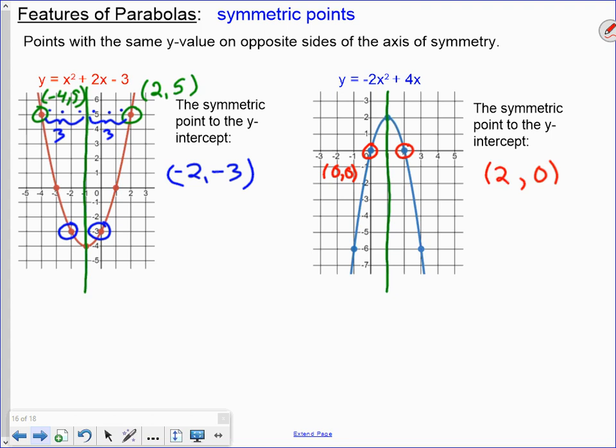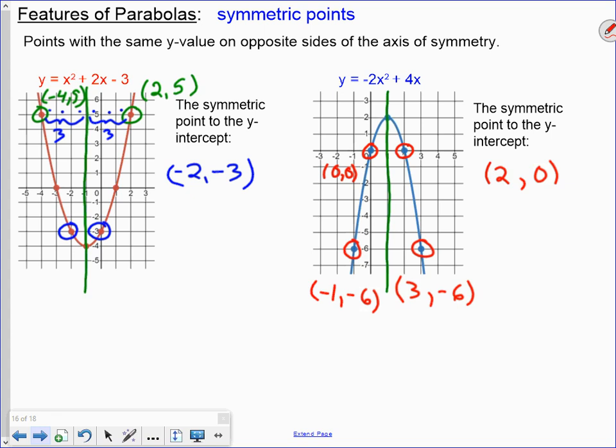Okay. We can do this for the y-intercept, but we could do this for any points on our parabola. If we were to identify a point like this here at (-1, -6), the symmetric point over here would have a y of -6 and an x value of 3. Okay, those are symmetric points as well.